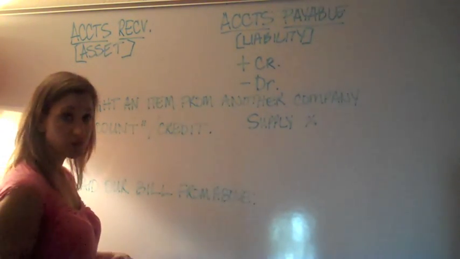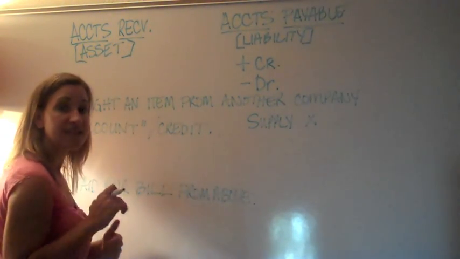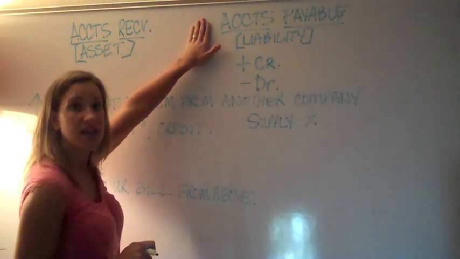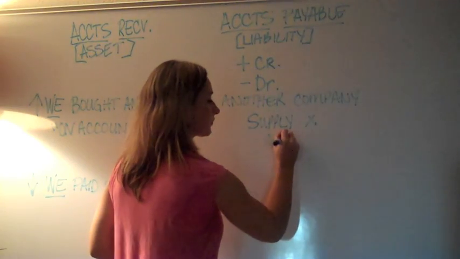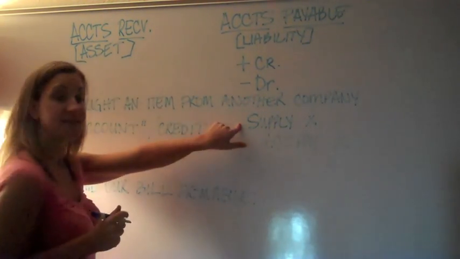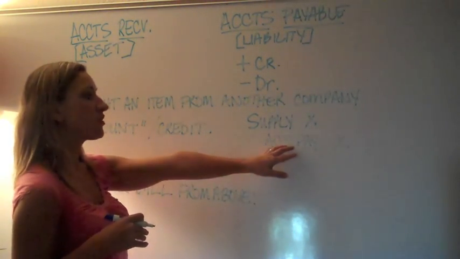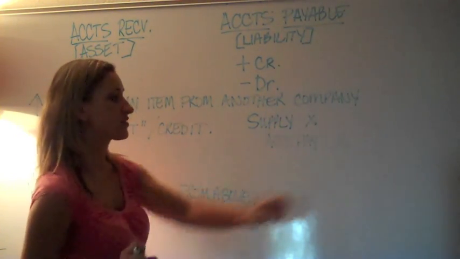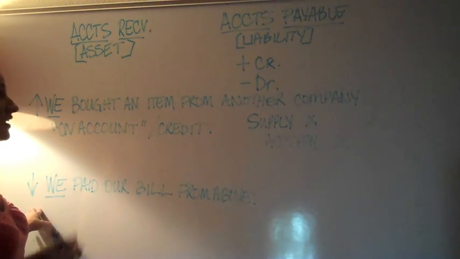Had we paid cash for this, we would have credited the cash because cash was leaving us. Assets decrease on the credit side. But we didn't pay cash, we put it on account. Accounts payable increases on the credit side. I've got a debit to my supply account because we've increased our supplies. That was what we purchased, and we put it on account using accounts payable, and that's credited. Now, what happens when we decrease the accounts payable?